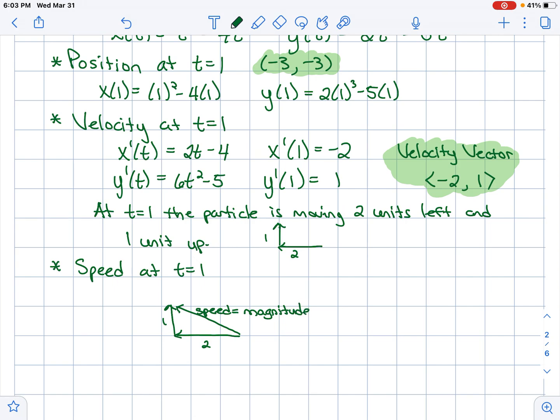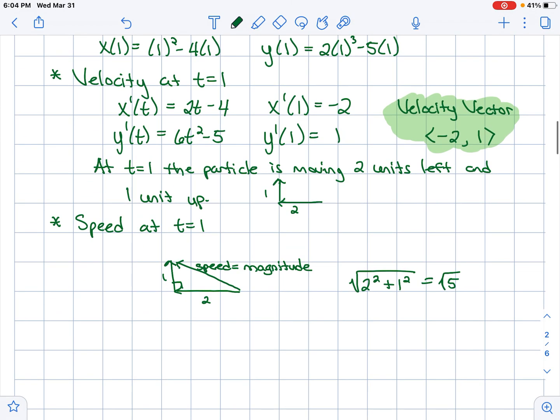Let me show you what I mean by that. Since this velocity triangle is a right triangle, to find that speed, I can just use the Pythagorean theorem. So to find the speed of this object at t equals 1, finding the velocity was helpful because I knew the x, the horizontal magnitude, and the vertical magnitude. So to find the speed then, it would be the square root of 2 squared plus 1 squared, or the square root of 5.